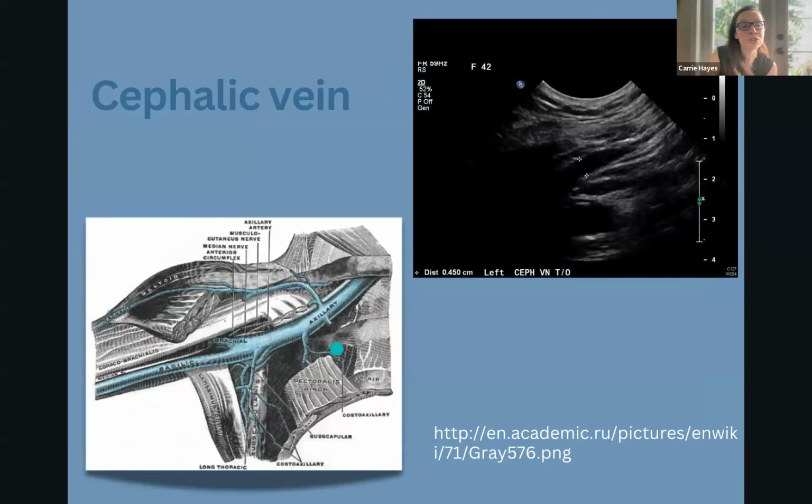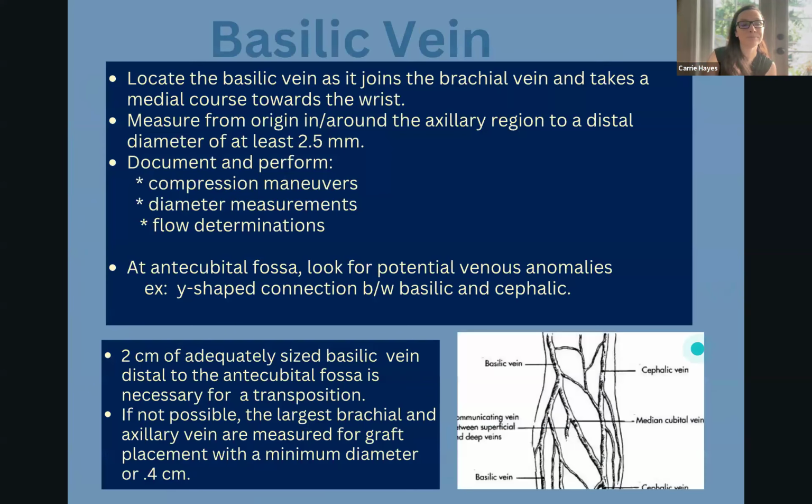So this is an image showing that cephalic vein takeoff, because you're dealing with the clavicle there. It can be kind of small at the takeoff. This is actually 4.5, but just giving you a sense of what that can look like as you're having to angle back behind the clavicle. And here's a nice diagram.